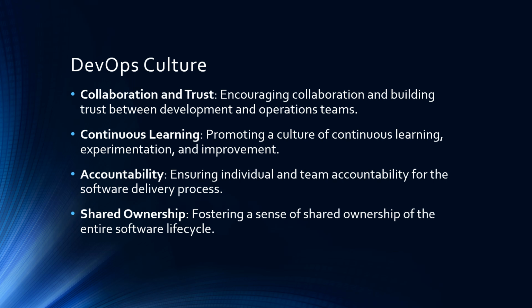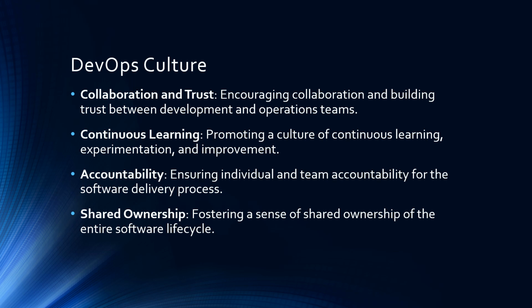Accountability in DevOps culture differs from traditional models. Rather than individual accountability for specific components, we see shared accountability for the entire software delivery process. This means that when issues arise, teams focus on finding solutions rather than pointing fingers. It also means celebrating successes as a team rather than as individuals. The concept of shared ownership is particularly transformative.